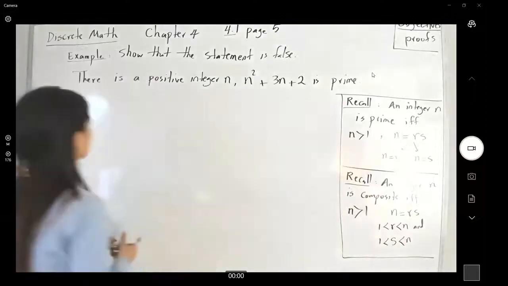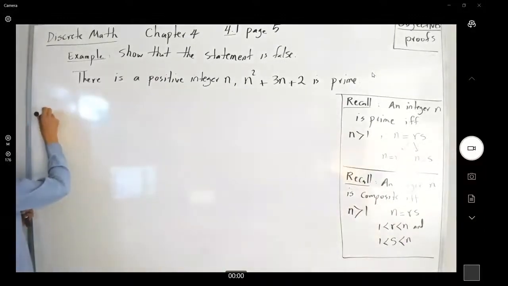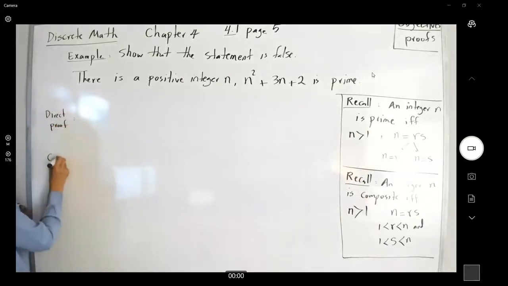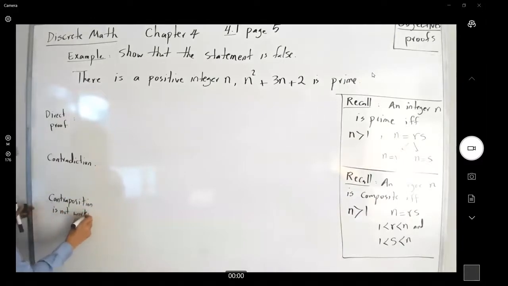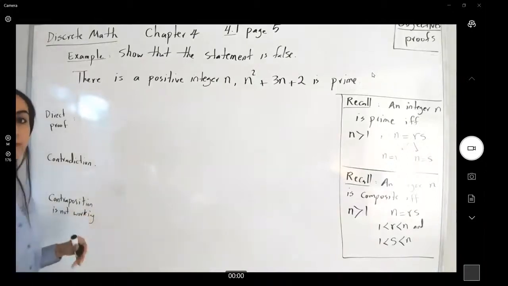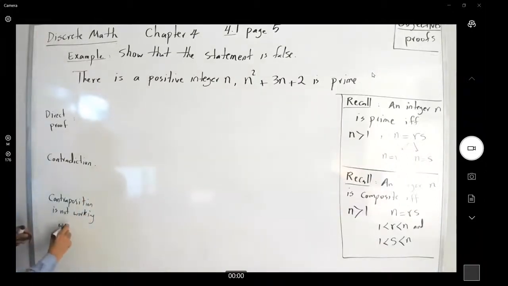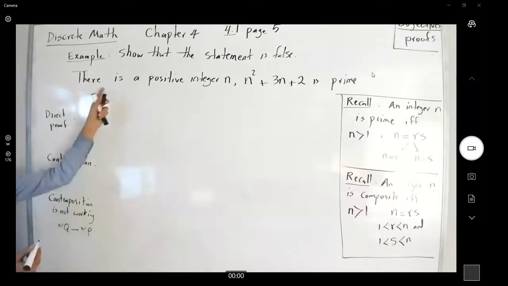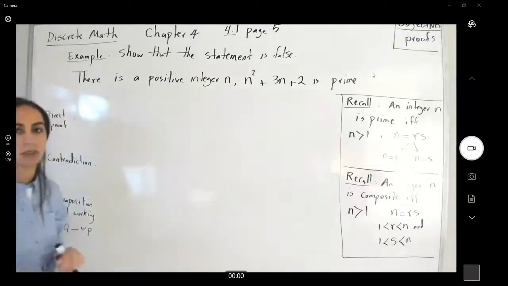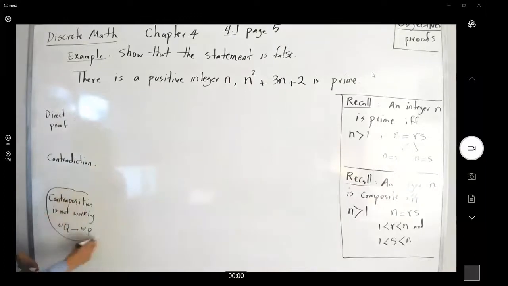So direct proof, method of contradiction, contraposition doesn't work here. Why is that? Remember that we said contraposition is for the case that we have not Q then not P, for an implication. We don't have an implication here. It says there is a positive integer such that you have this condition, no implication. So this doesn't work.